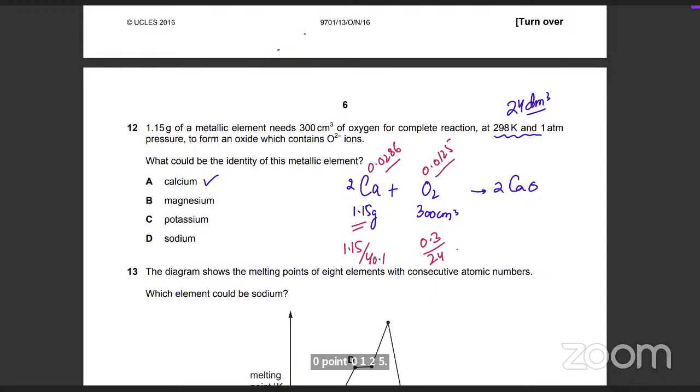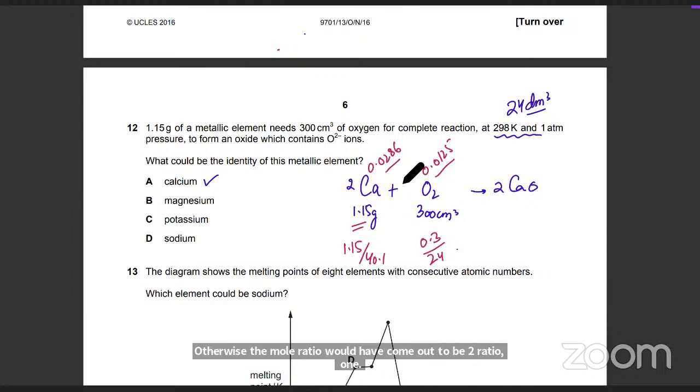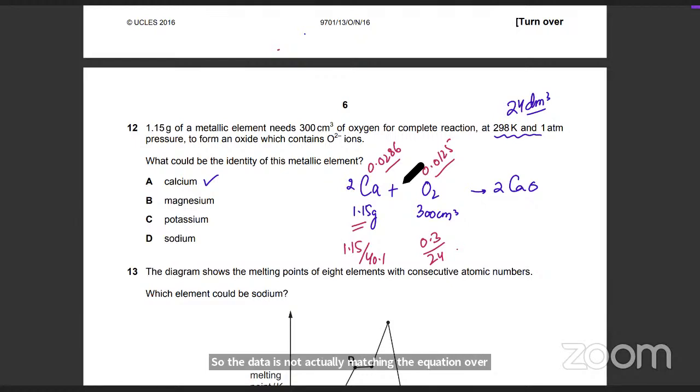Is the ratio matching the equation? It should be 2:1, but the mole ratio is not 2:1, which means this is not the equation they're looking for. This is not the reaction they were talking about. Otherwise, the mole ratio would have come out to be 2:1. So the data is not matching the equation over here. Is this clear? Yes, sir. So the first one is wrong.